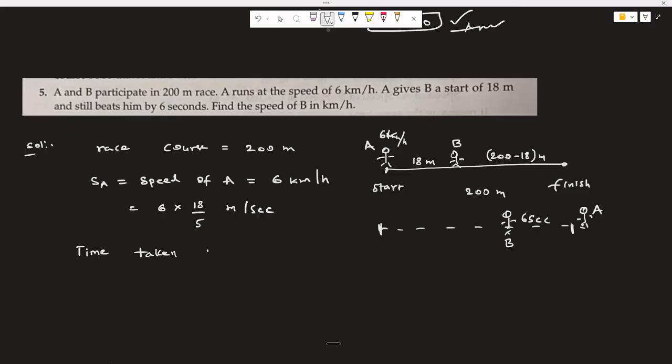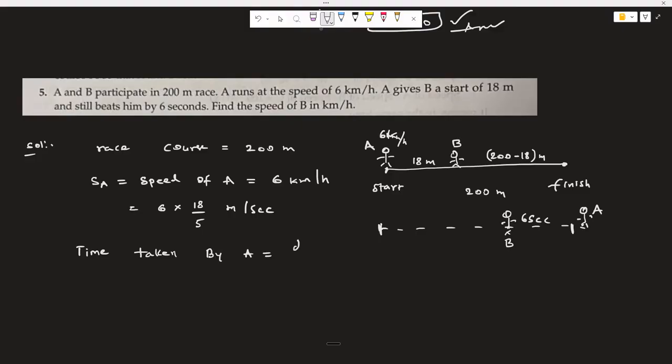Time taken by A. Why is it needed? Because at the finishing point, A is there and B was behind A by a time delay of 6 seconds. So the finishing time is required from A's side. I want to see how much time was taken to finish the race course, because they already announced that A was the winner. So how do we calculate that time?